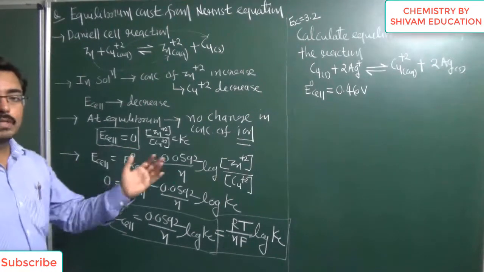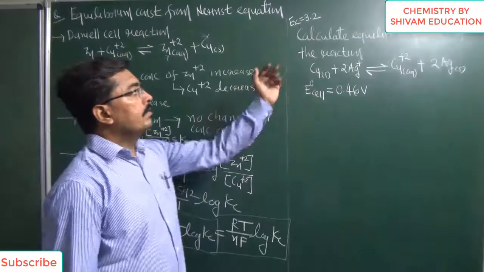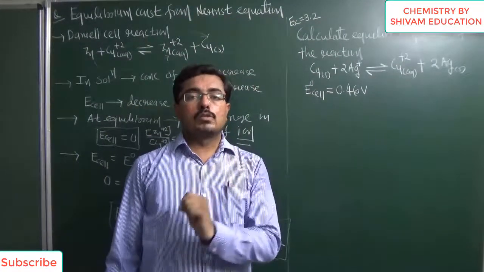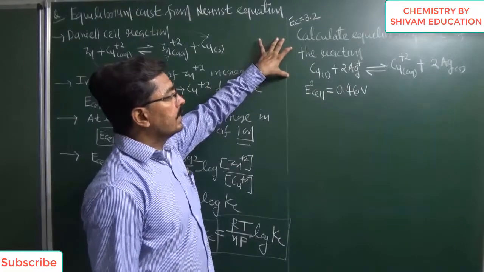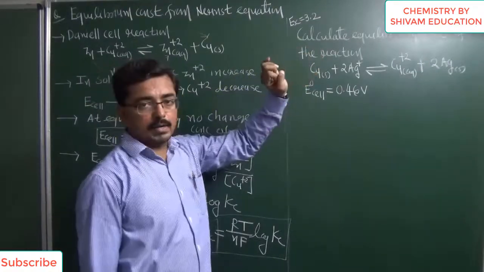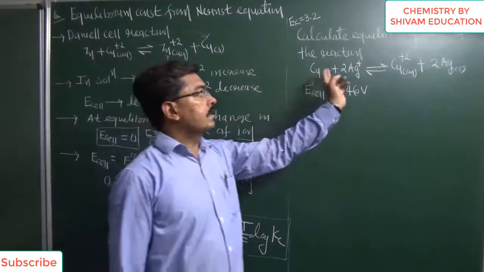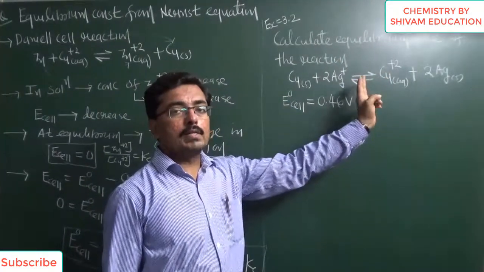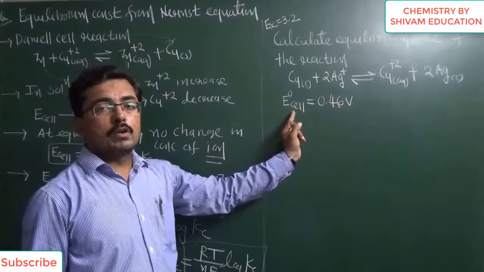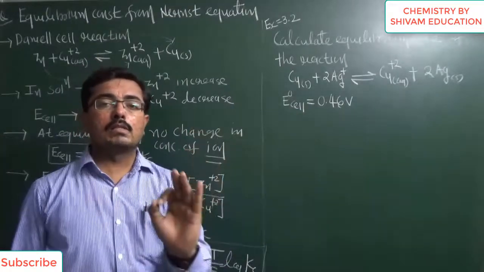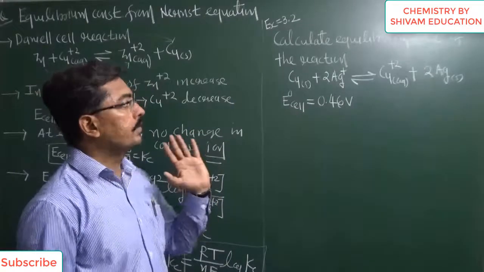Now we will understand this with the help of one example. We have to calculate the equilibrium constant for this cell reaction. Here we are given the cell reaction in which copper reacts with the silver ion. Copper is converting into Cu+2 ion and silver ion is converting into silver. The cell potential is 0.46 volt, then what is the equilibrium constant? This we have to find out.